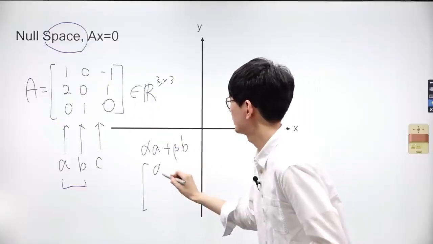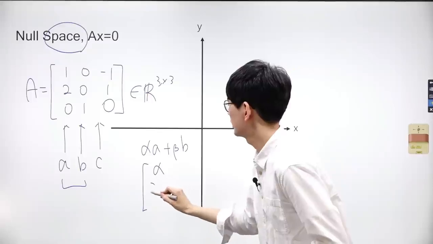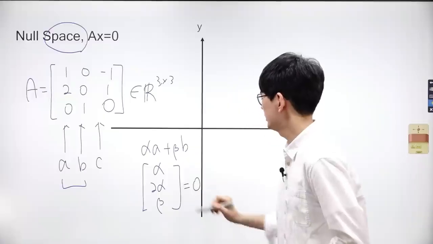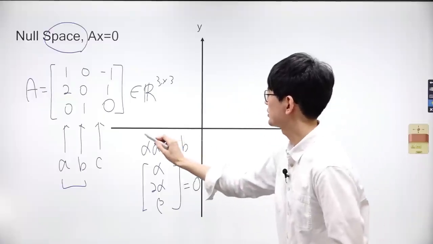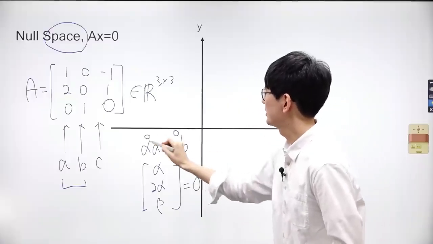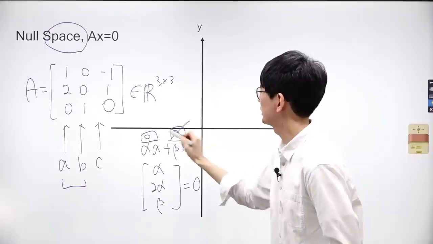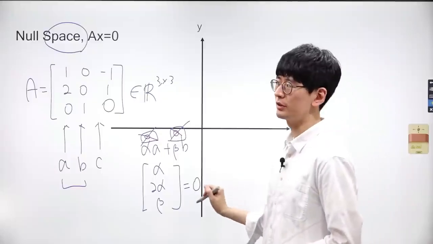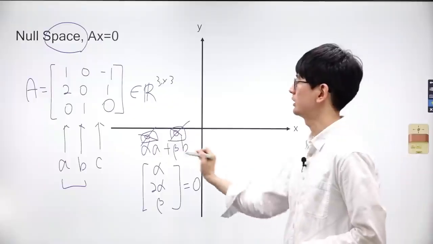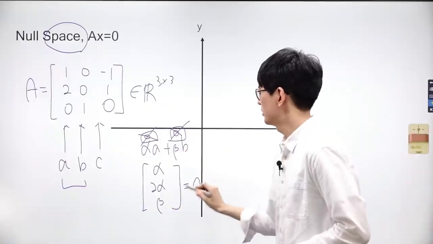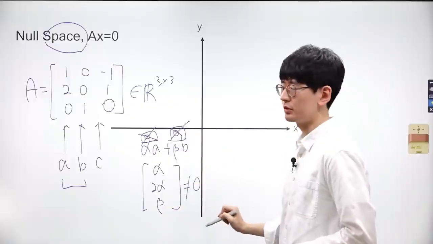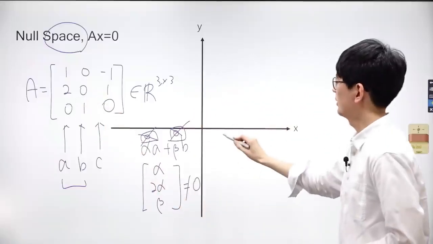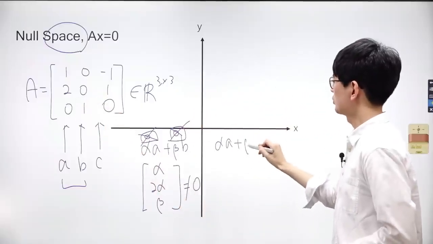The resulting linear combination of vectors A and B will yield alpha, 2 alpha, and beta. Is there any combination of alpha and beta that results in 0? Yes, but only when both alpha and beta are 0. However, if vectors A and B were linearly dependent, there would be another combination of alpha and beta besides 0 and 0 that would yield 0. So we've established that vectors A and B are linearly independent.